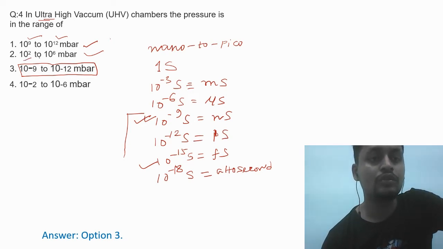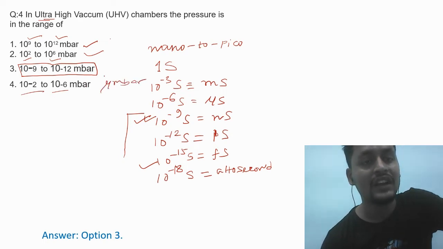Obviously, 10 to the power 2 to 10 to the power 6 millibar is also higher. But 10 to the power minus 2 to 10 to the power minus 6 is up to microbar, millibar, and this is in the nanomillibar to picomillibar range. So this is actually the answer. In an ultra high vacuum chamber, the pressure is in the range of nanomillibar to picomillibar.